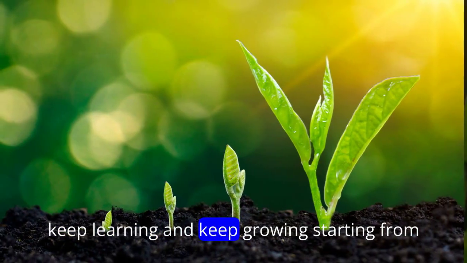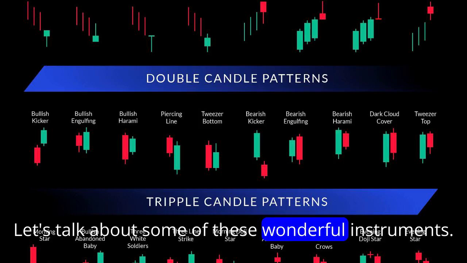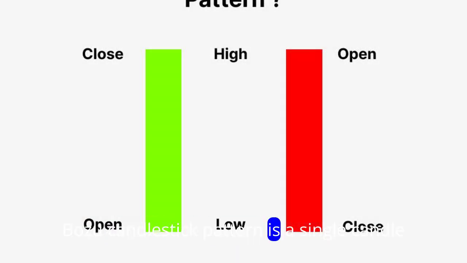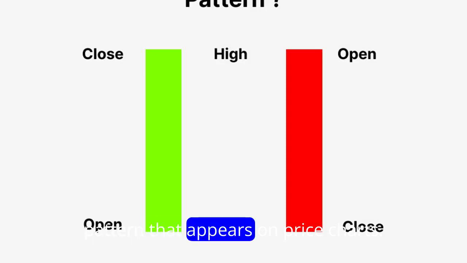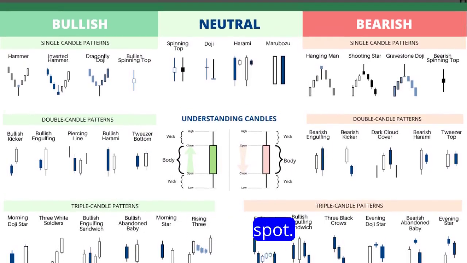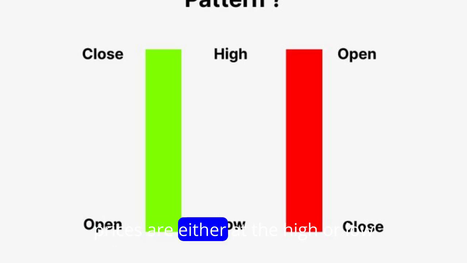Keep learning and keep growing, starting from where we stopped. Let's talk about some of these wonderful instruments. The Marubozu candlestick pattern is a single candle pattern that appears on price charts. It is a straightforward formation that is easy to spot. The pattern has no upper or lower shadows, which means that its opening and closing prices are either at the high or low of the trading session.